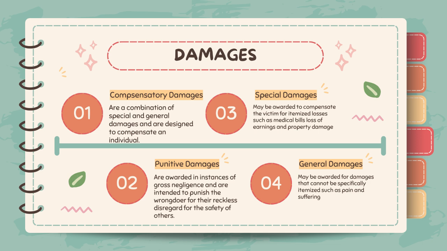General damages may be awarded for damages that cannot be specifically itemized such as pain and suffering. Punitive damages are awarded in instances of gross negligence and are intended to punish the wrongdoer for their reckless disregard for the safety of others.